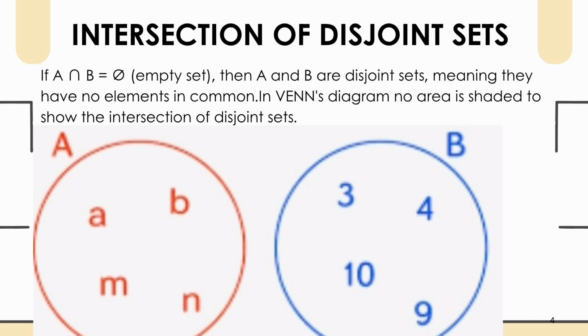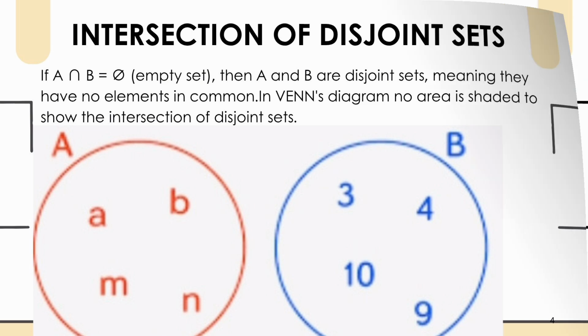If the sets are disjoint, then there will be no element common in them. That is, their intersection will be an empty set. So in the Venn diagram, no area will be shaded as shown in the figure.